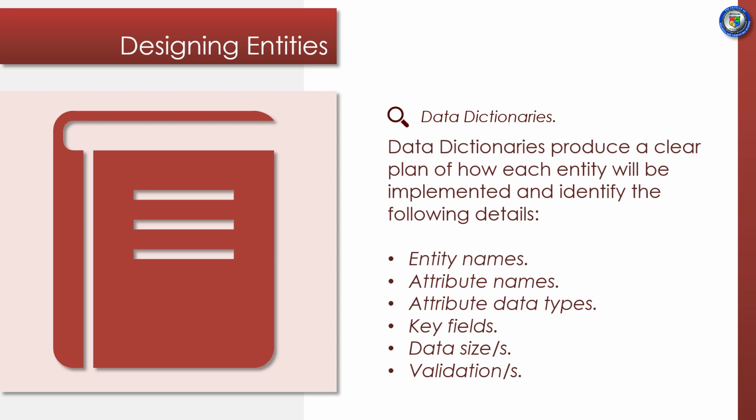A data dictionary will produce a clear plan of how those entities and the identified attributes will be implemented. The dictionary will include things like the entity name, the names of the attributes within that entity, the data types of those attributes. We'll identify the key fields. We'll also look at the data sizes of each attribute and if any validations are required.